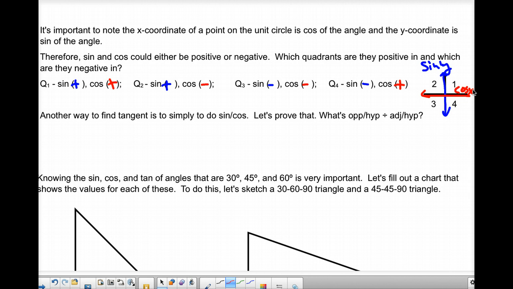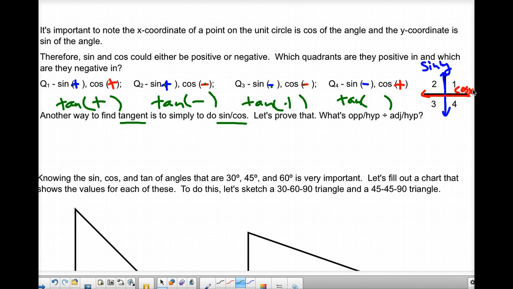Oh, let's find tangent. What the heck? What's tangent then? Is tangent positive? Is tangent negative? Might as well finish it off and take care of the whole SOHCAHTOA here. Well, to figure out if tangent's positive or negative, here's a fun fact for you. Tangent is sine divided by cosine. So up here I can do a positive divided by positive is positive, so tangent's positive. Quadrant 2 I can do positive divided by negative is negative. So tangent's negative in quadrant 2. In quadrant 3 I get negative divided by negative is positive. And quadrant 4 negative divided by positive is negative. So tangent is negative in quadrants 2 and 4.